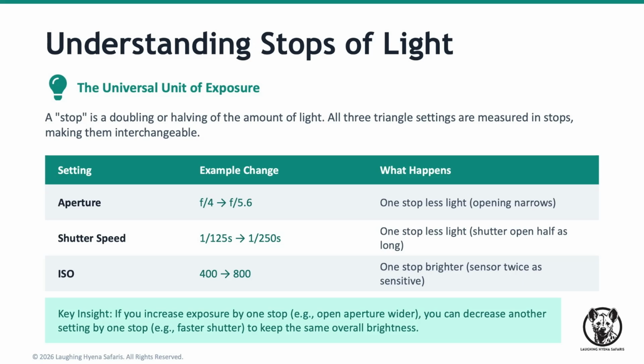Look at the table here. Going from f4 to f5.6 is 1 stop less light. Going from 1/125th to 1/250th is also 1 stop less light. Going from ISO 400 to 800 is 1 stop brighter. They're completely interchangeable. That's why photographers can quickly adjust on the fly. They're just swapping stops between the 3 settings.